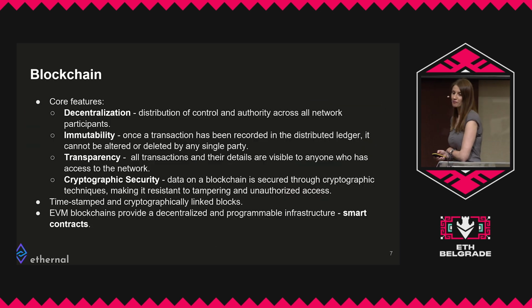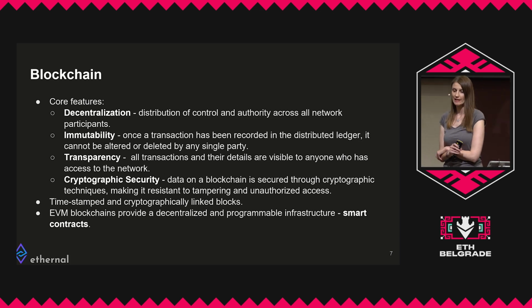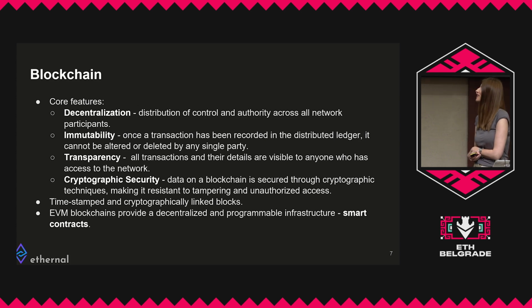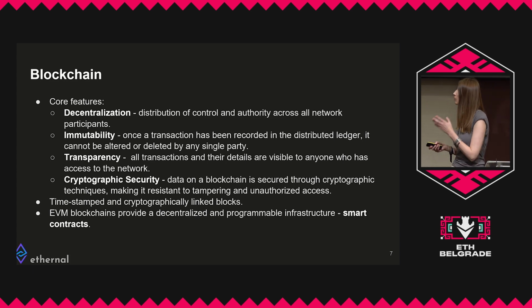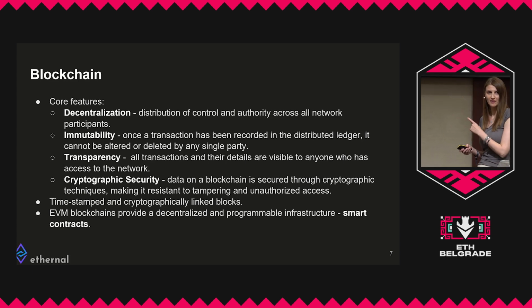Okay, we can continue. Now that we have seen what AI is and what its parts are, let's see what a blockchain is. You are all already familiar with the blockchain. It is a distributed ledger. Basically, it is a long list of cryptographically linked blocks. The core features that are important for this merge between AI and the blockchain are decentralization, immutability, transparency, and cryptographic security.